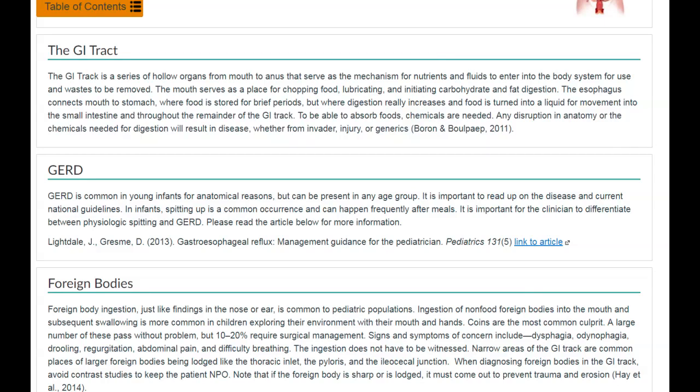GERD. GERD is most common in young infants for anatomical reasons, but can be present in any age group. It is important to read up on the disease and current national guidelines. In infants, spitting up is a common occurrence and can happen frequently after meals. It's important for the clinician to differentiate between physiological spitting and GERD. Please read the article below for more information.